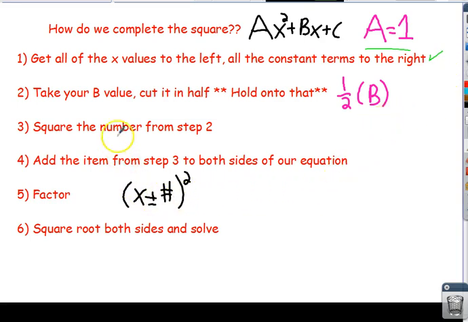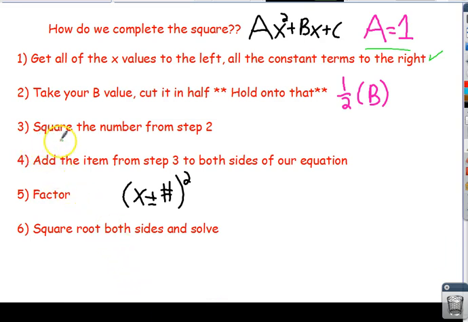Then you take your b value. Remember, b is the coefficient of x. You take your b value and you cut it in half. Now hold on to that number. That'll become important later. So 1/2 of b. So if b were, let's say, 10, half of 10 is 5.